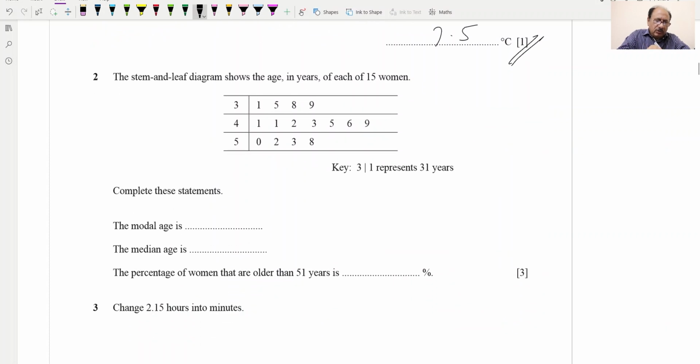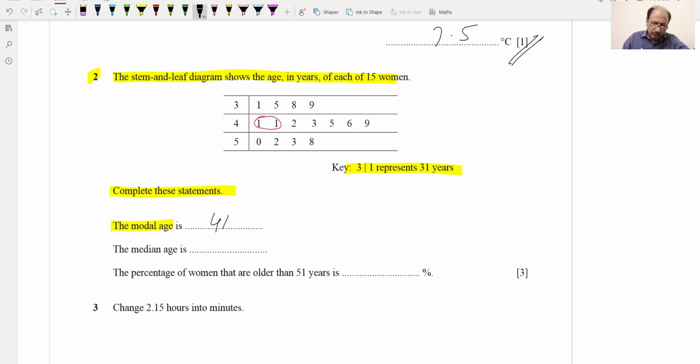and this is the one mark part which we have done. Now question number 2 says the stem and leaf diagram shows the age in years of each of 15 women, and the key is provided. So 3|1 will be representing 31 years. Complete these statements. The modal age will be the one that repeats, so 41 will be the modal age.